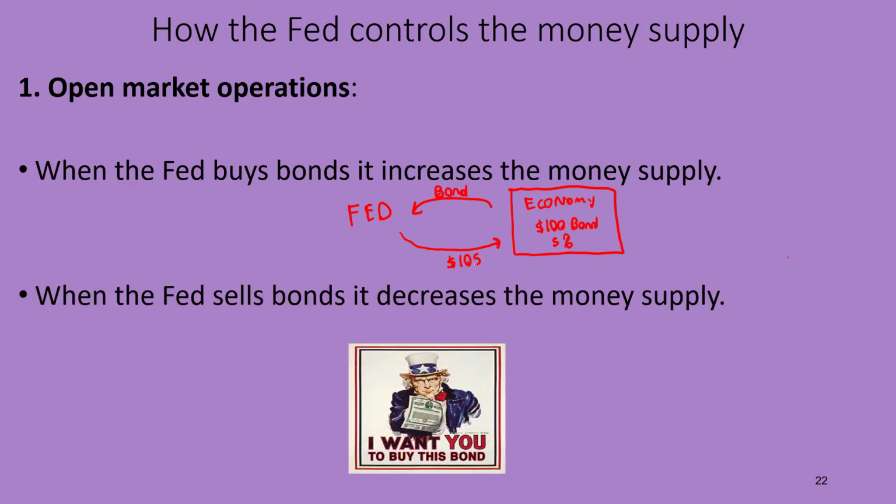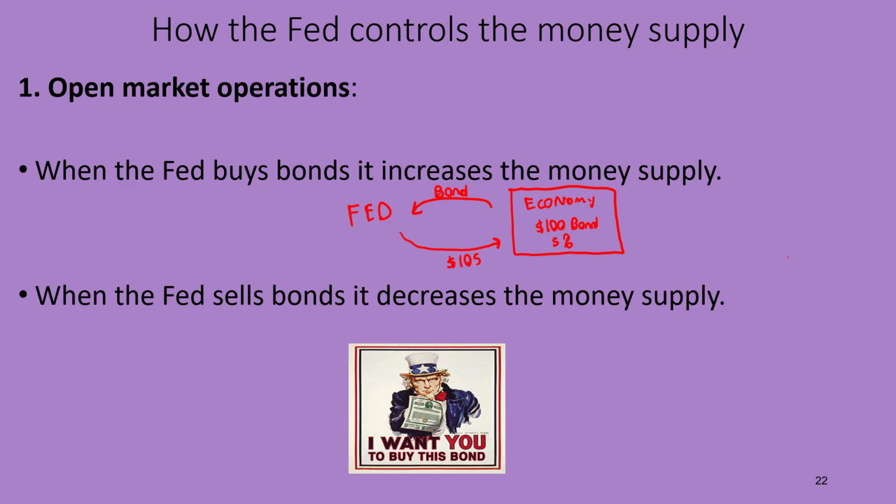Now, if the Fed wanted to decrease the money supply, then it would sell bonds in the first place. So if the Fed wanted to take, say, $100 out of the economy, then it would sell that bond to somebody. In exchange, that person would give that $100 to the Fed, and now there's $100 less floating around in the economy. So if the Fed wants to decrease the money supply, it will sell bonds, and if it wants to increase the money supply, it will buy those bonds back. That's one way that they inject money into the economy.